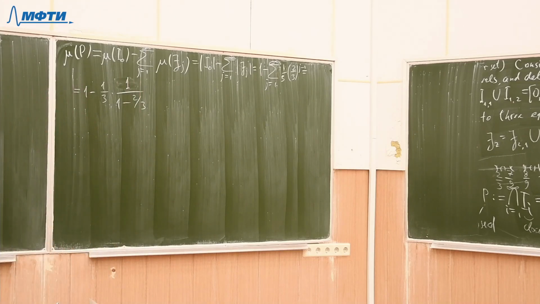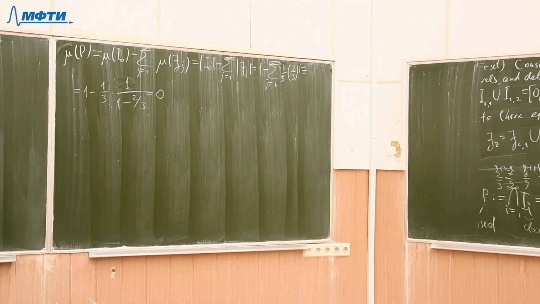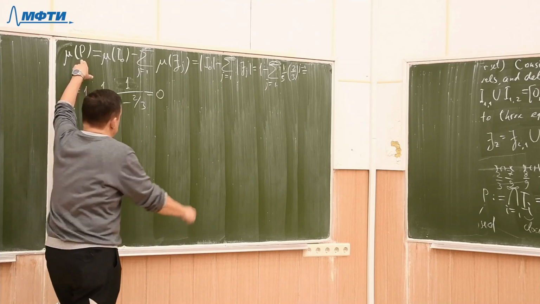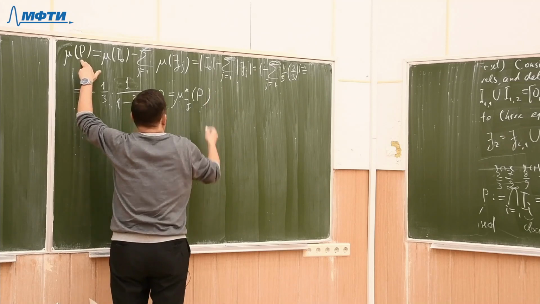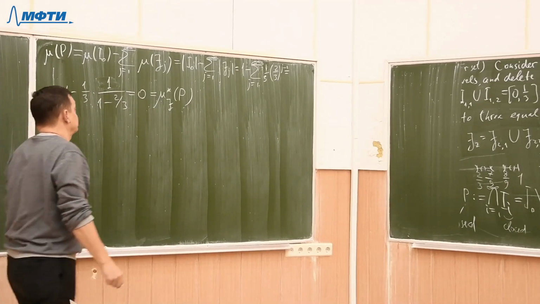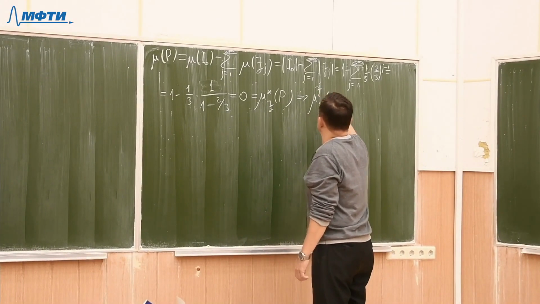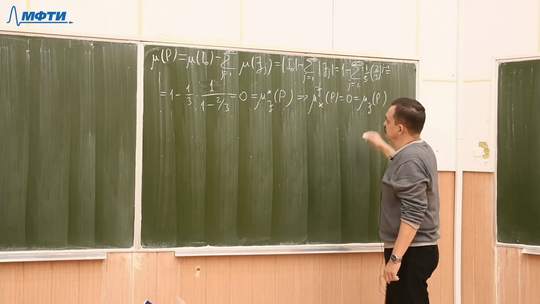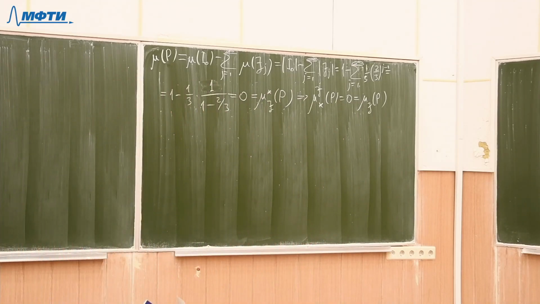Then we have 0. Then we have 0. Then we have 0. And since P is a closed set, that is precisely the outer Jordan measure. And if the outer Jordan measure is 0, then the inner Jordan measure is also 0, and it is Jordan measurable. So you see that the Cantor set has Jordan measure 0.